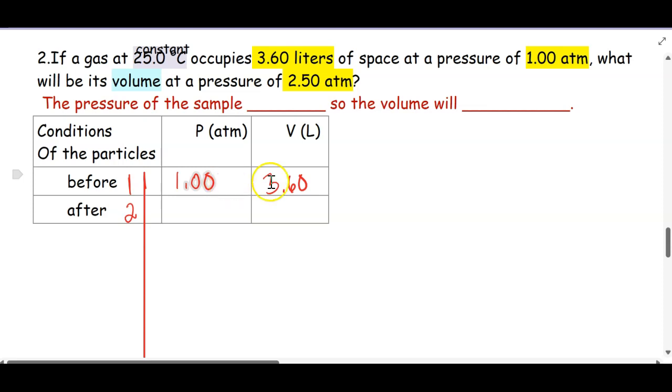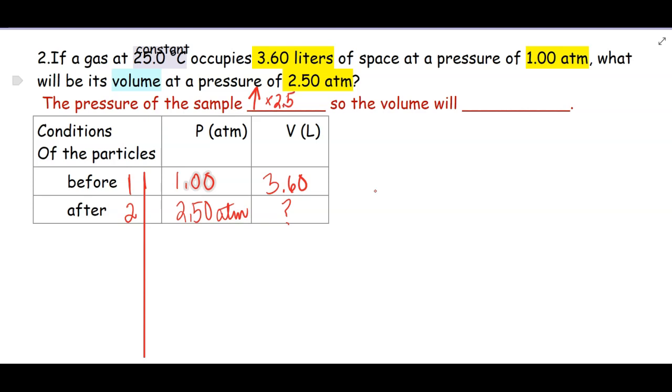All right, now we have 1 atmosphere and 3.6 liters, and then the pressure afterwards is 2.50 atmospheres. And then we don't know what that is. So then it wants us to look at this and say, what happened to the pressure? Well, it went from 1 to 2.5. So the pressure went up, and it's times 2.5.